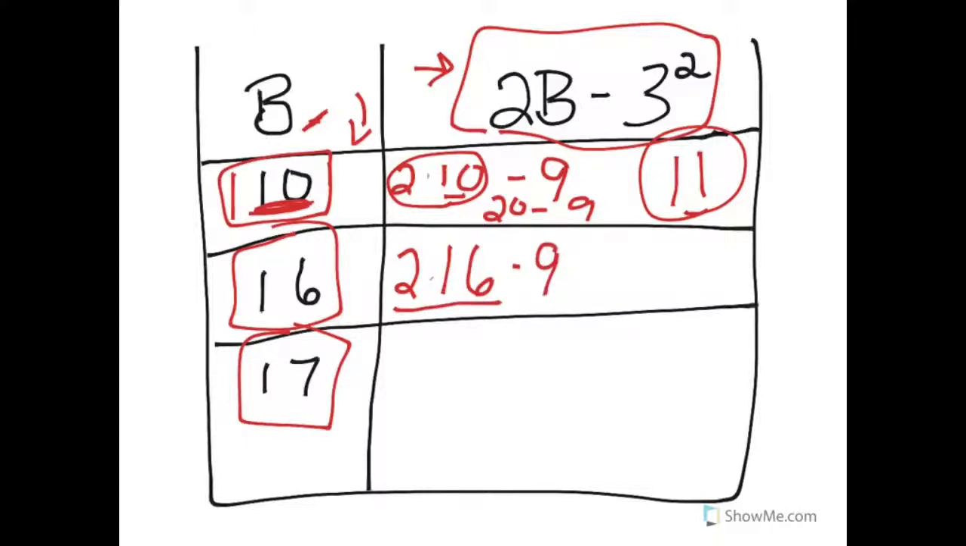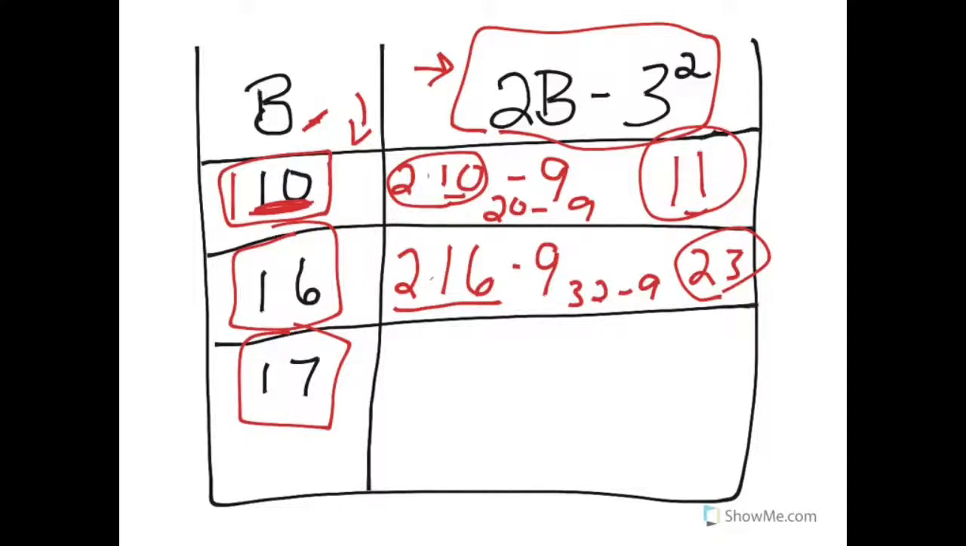Then I have to do 2 times 16, which is 32. And if I subtract 9, that gives us 32 minus 10 would be 22. Take that 1 away for 9, 23. Okay, let's do one more.